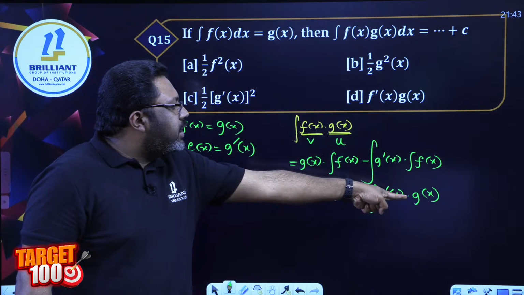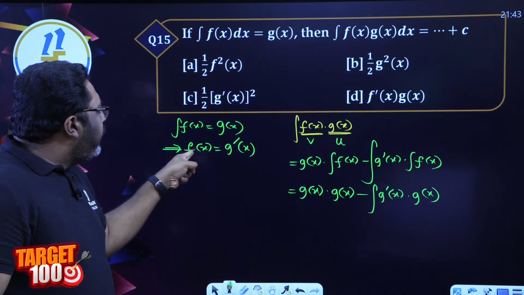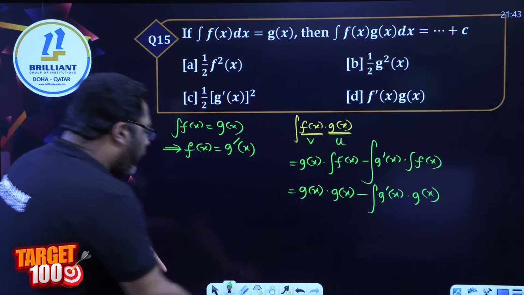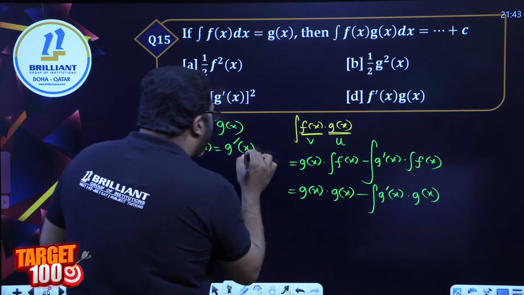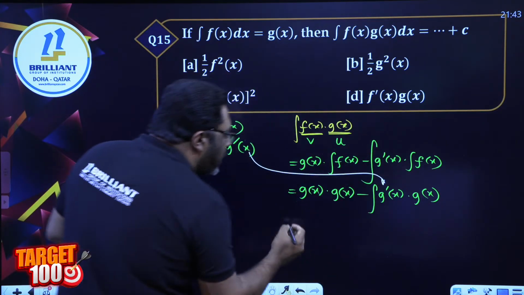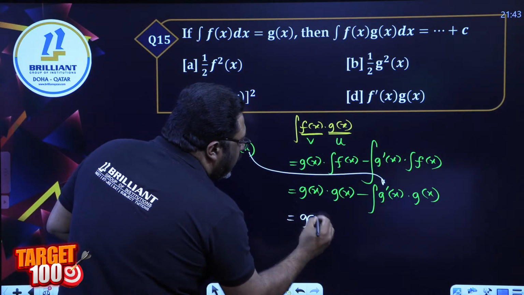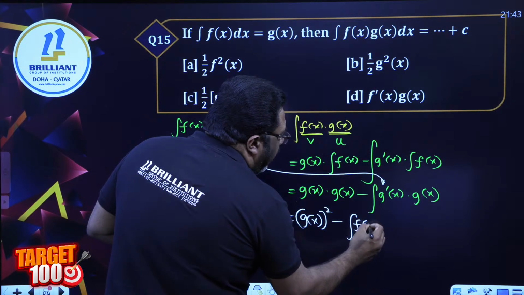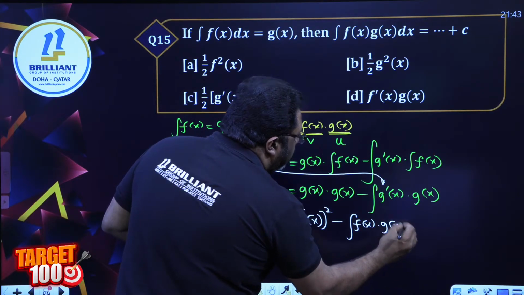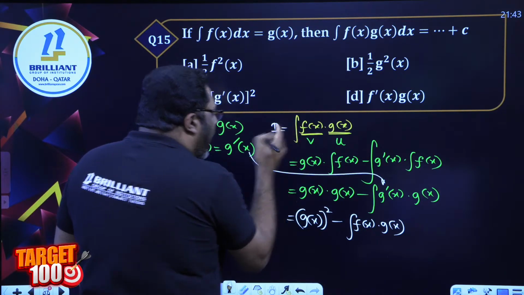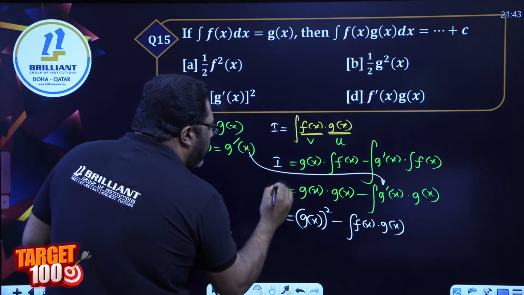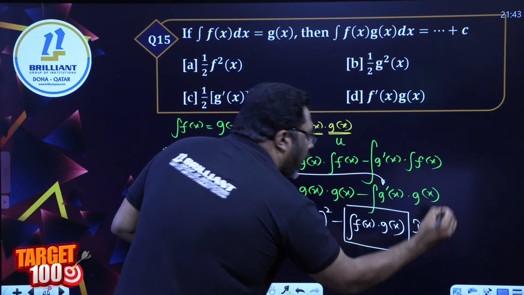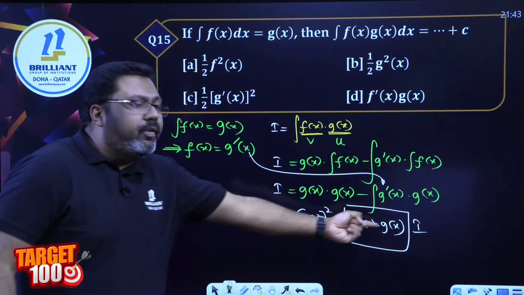Yes, g dash x into g of x. But g dash of x is f of x. Apply that result over here. So my answer is going to be g of x whole squared minus integral f of x into g of x. If I call this entire thing I, then this is again I, the integral f of x g of x.